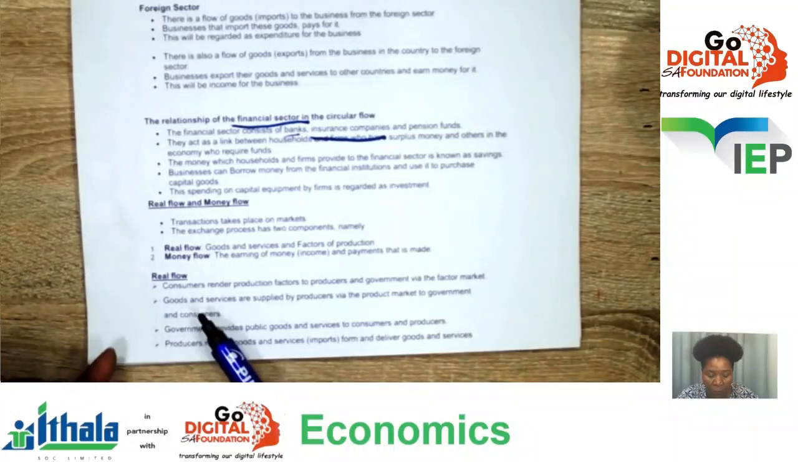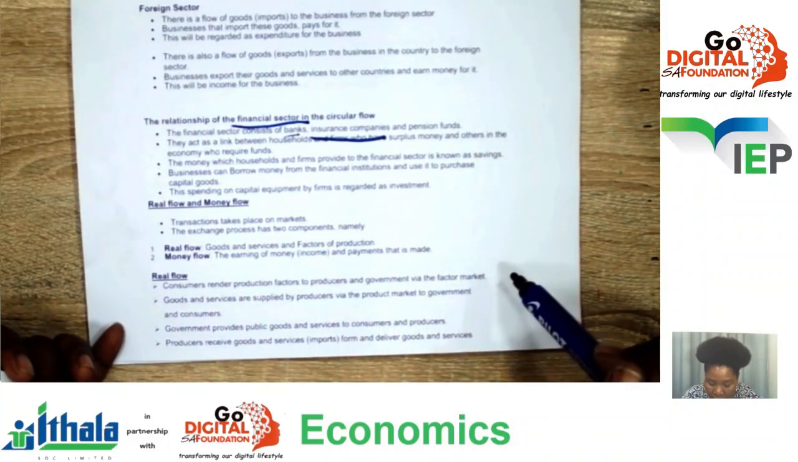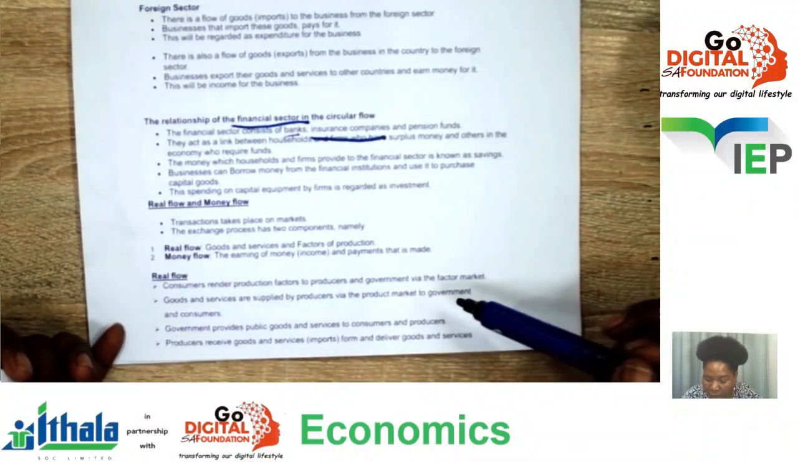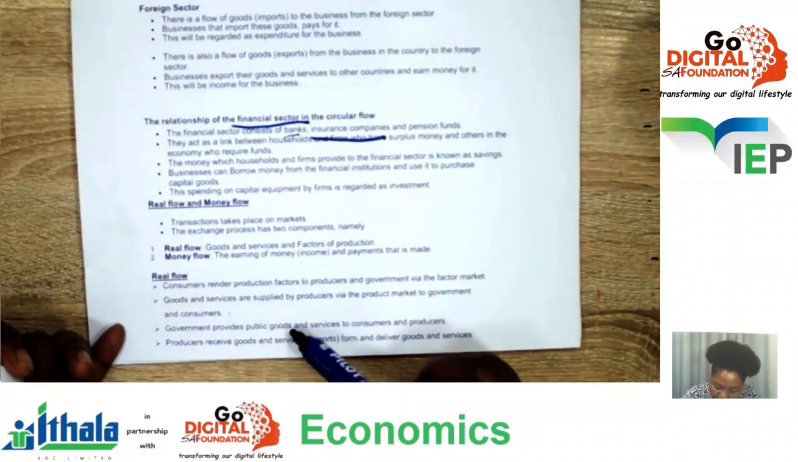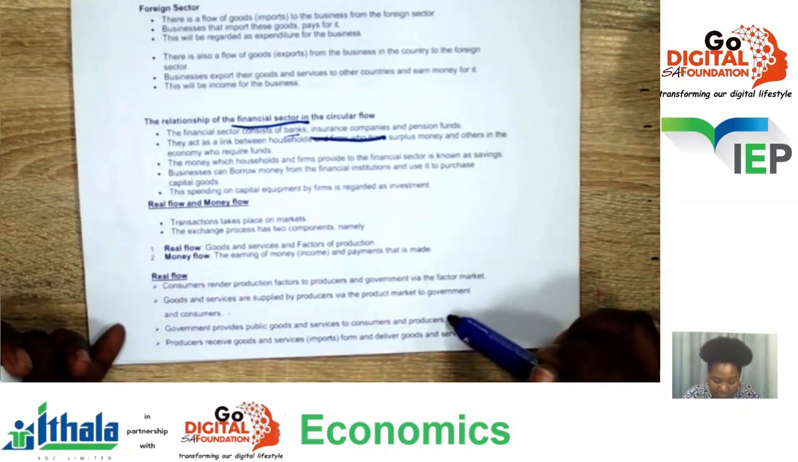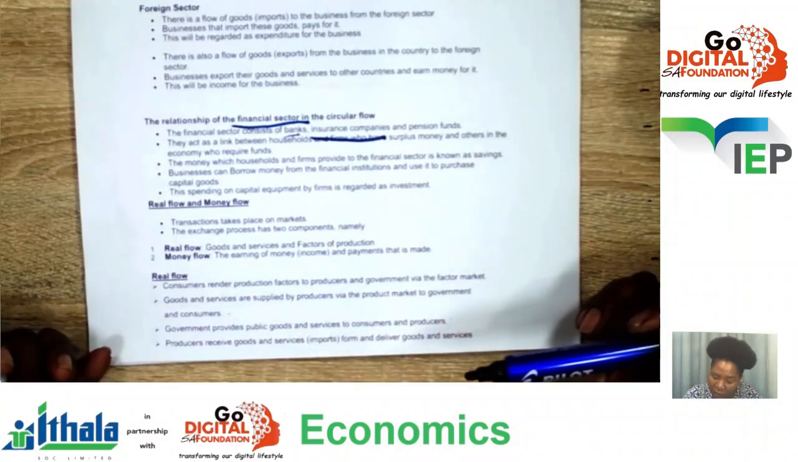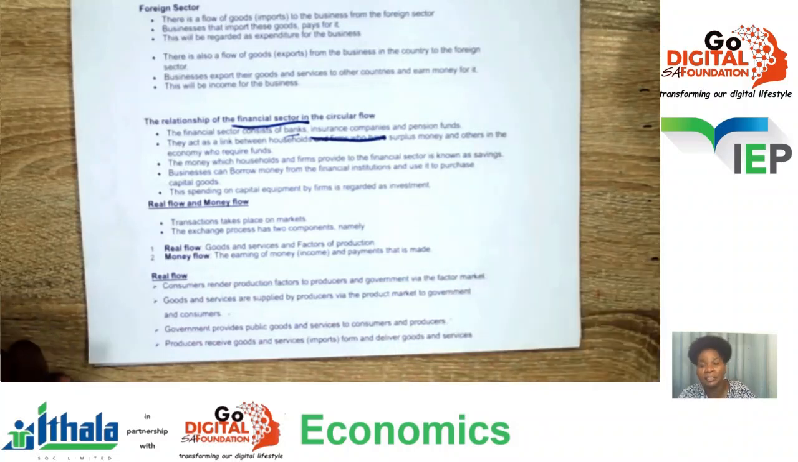What are you going to do? You're going to say consumers render production factors to producers and government via the factor market. Goods and services are supplied by producers via the product market to the government and consumers. You can see everything that I've mentioned, I can touch. Government provide public goods and services to consumers and producers. And lastly, you can even say producers receive goods and services, which are imports in a form, and they can be delivered as goods and services.